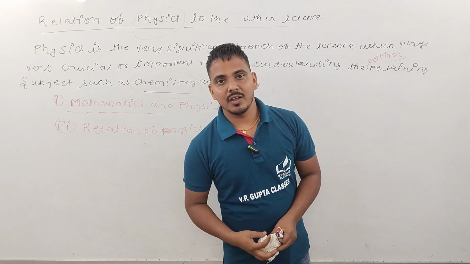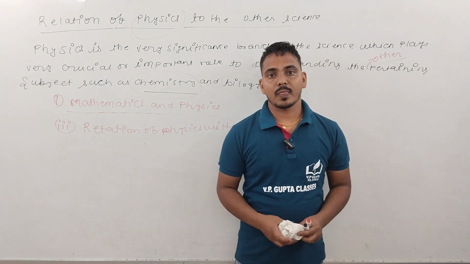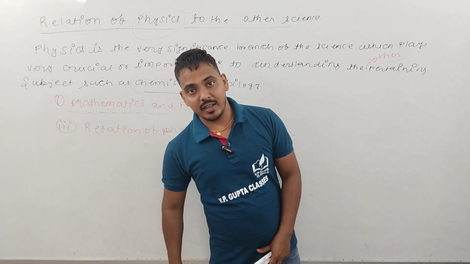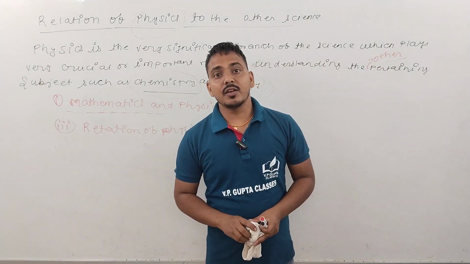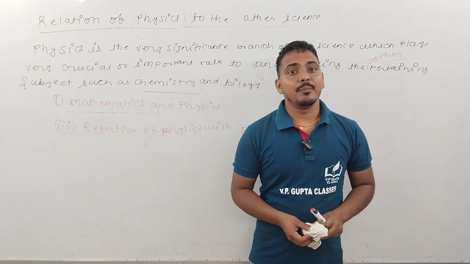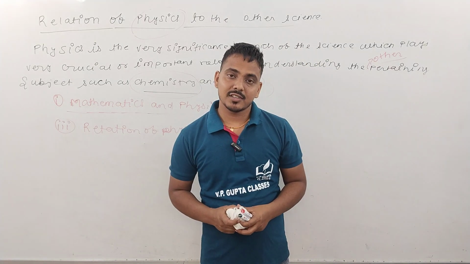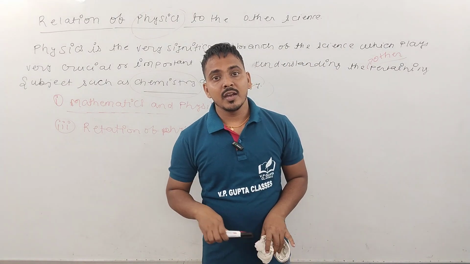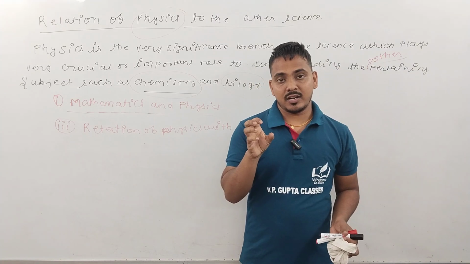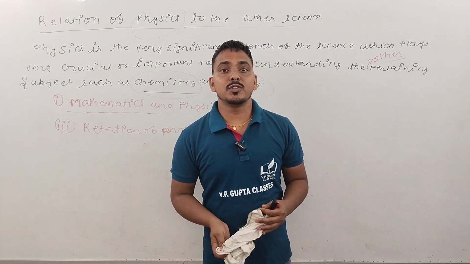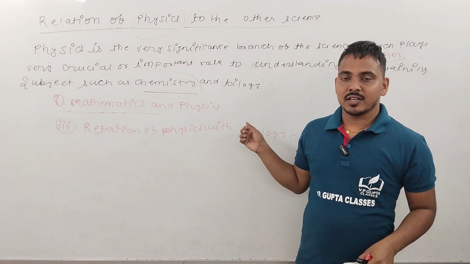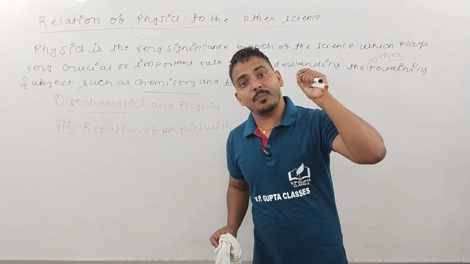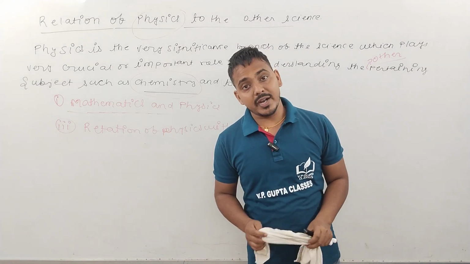Because as an example, if you go to the doctor and you are ill, then first of all the doctor measures your blood pressure. How is blood pressure measured? It is measured by an instrument which is based on physics. So we can say physics plays a very important role in medical science.